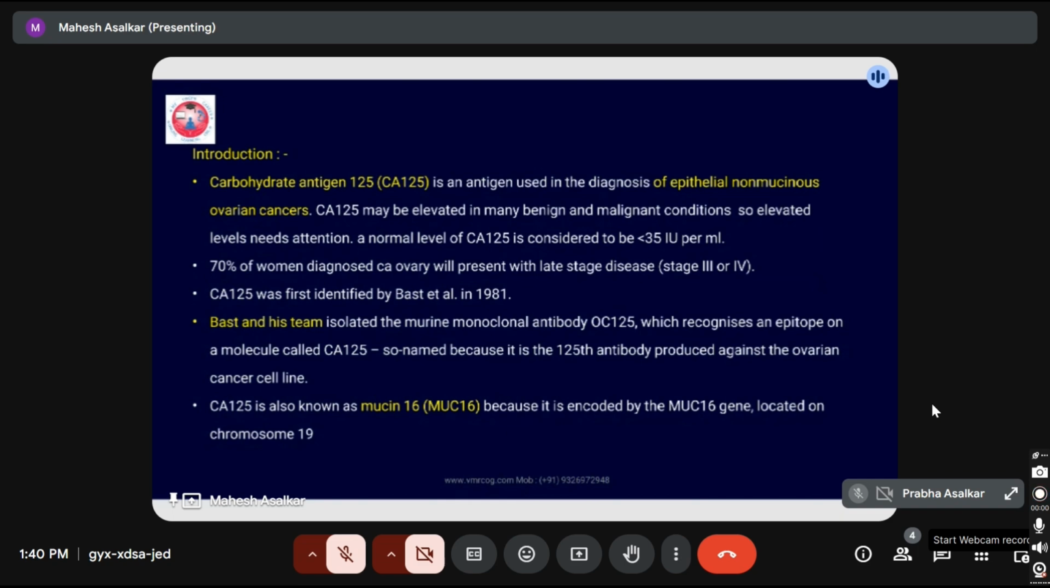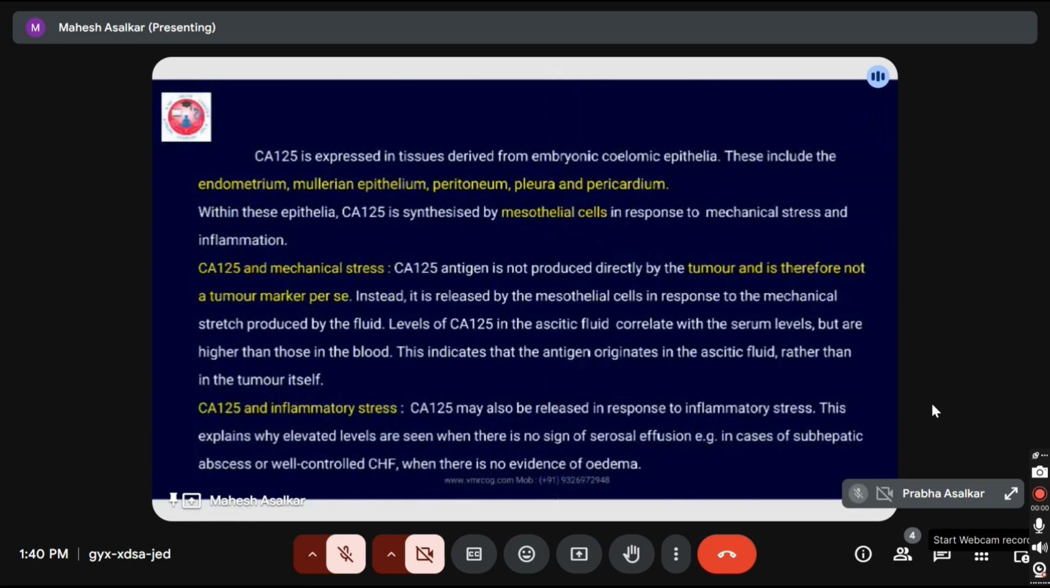But you should know that 70% of ovarian cancers present late in stage 3 and stage 4, and the normal level of CA125 is less than 35 international units per ml. CA125 is expressed in tissues which are derived from embryonic coelomic epithelium, and these include endometrium, Mullerian epithelium, peritoneum, pleura, and pericardium.